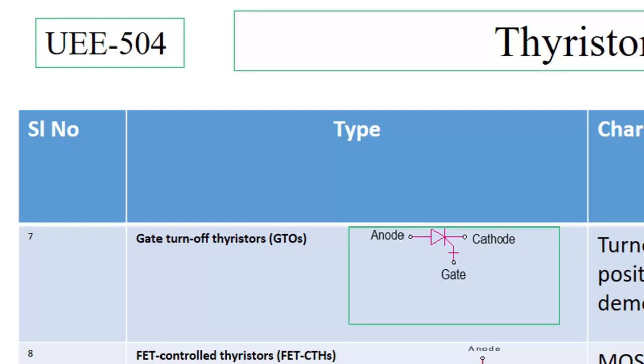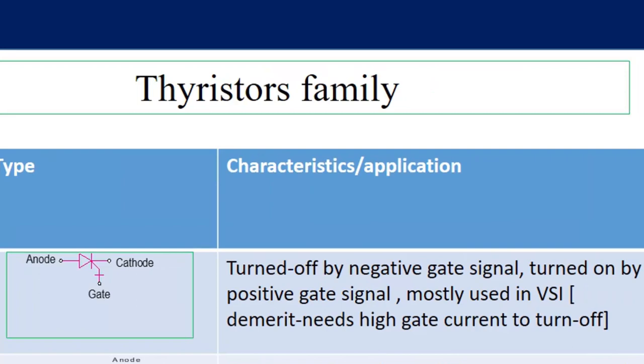But in this gate turn off thyristor, across the gate itself, if a negative supply is given, then the thyristor will be off. So when positive supply is given, it will work like a normal thyristor, and when negative supply is given, the thyristor will be off. So it is one of the advantages of this gate turn off thyristor. At the same time, this thyristor has some disadvantages. One of the important demerits is that a large amount of gate current is required to turn off the thyristor. It is popularly used in different applications, generally in forced commutation applications. Wherever natural commutation is not available, these GTOs are used.